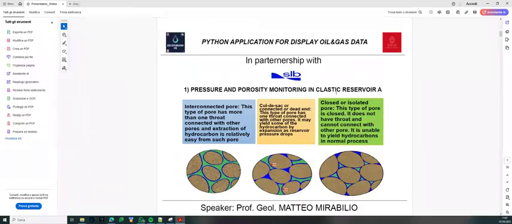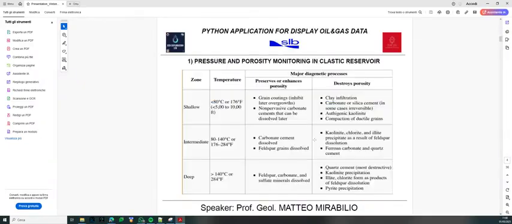The second situation in clastic reservoir is the dead-end or connected porosity. This type of pore has one throat connected with other pores, and the hydrocarbon is produced by expansion from reservoir pressure. The third is closed or isolated pore. This type of pore is closed. It does not have a throat connected with other pores, so it does not yield hydrocarbons in a normal process.